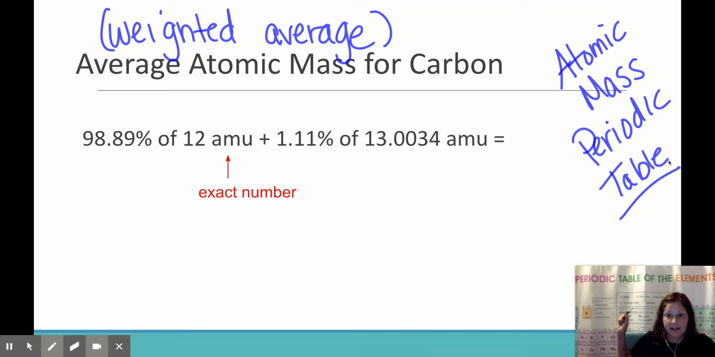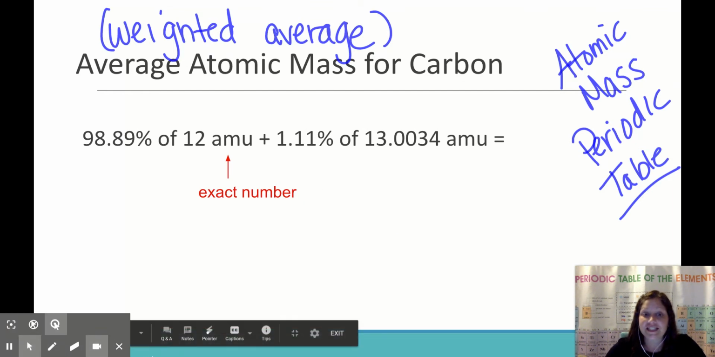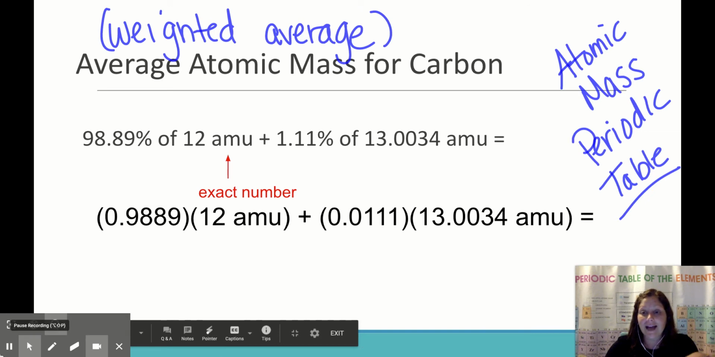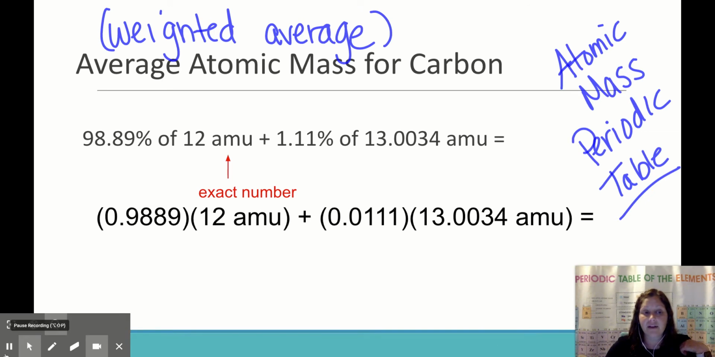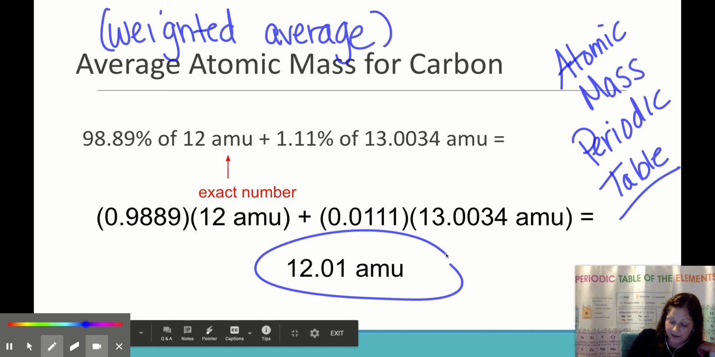on the periodic table of elements, is a weighted average of the abundances and masses of any of the naturally occurring isotopes. So what we're going to do is just take this mass for each isotope and multiply by the percent that it makes up of the total, and then we're going to get our average atomic mass for carbon. And that average atomic mass for carbon is 12.01 atomic mass units.